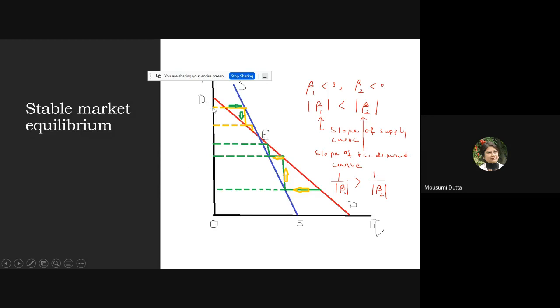So if I start from this position, depending on the value of my P naught minus PE, then also I am finding that it is unidirectional, that is, it is monotonic in nature, and it is convergent because it is moving towards equilibrium. So please draw this diagram.